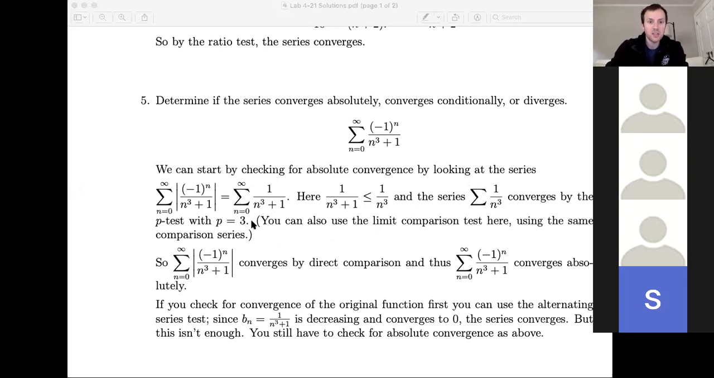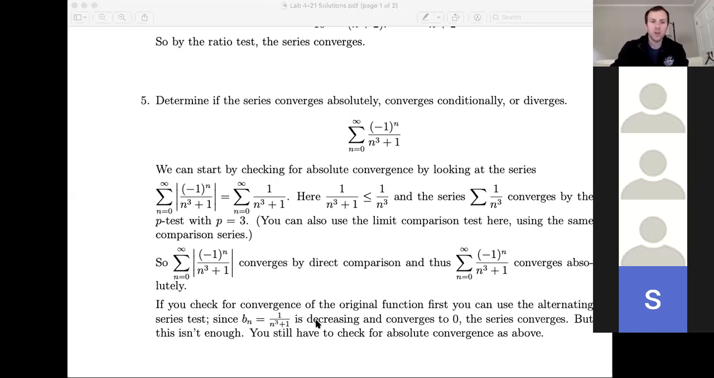So what this means is that if you put absolute values on, that series converges, and that means the alternating version, the one we started with, converges absolutely. And in this case, we're actually done. If you put absolute values on and it converges, that gives you your answer. It's that it converges absolutely.